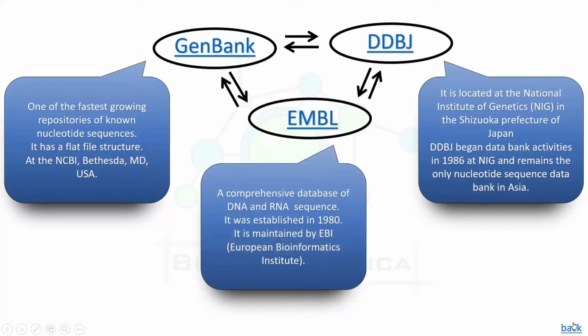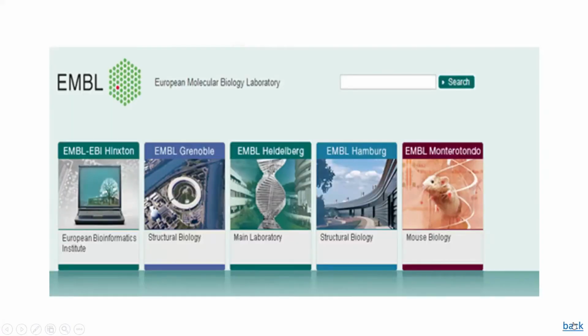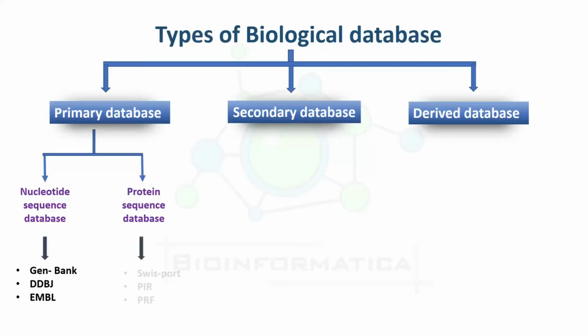Now the third nucleotide sequence database is EMBL, that is European Molecular Biology Laboratory. It is a comprehensive database of DNA and RNA sequences. It was established in 1980. It is maintained by EBI, that is the European Bioinformatics Institute. The main activity of the group is the development, maintenance, and distribution of a comprehensive database of nucleotide sequences. A typical entry in EMBL contains a sequence, a brief description for cataloging purposes, the taxonomic description of the source organism, bibliographic information, and the feature table containing the location of coding regions and other biologically significant sites. It was all about nucleotide sequence databases.